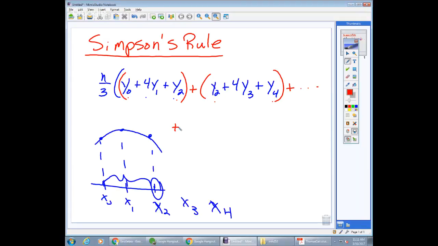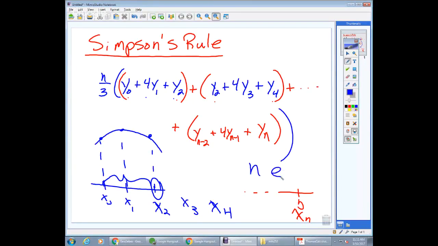In the end, the last one down the line, that's usually what we call B on the number line, which is the last x value, the nth, the end of all of your endpoints. So the last one is going to have a y sub n. What's right before y sub n? n minus 1, right? So before that, there'll be a 4 y sub n minus 1. And before n minus 1 would be n minus 2. So you'll have a y sub n minus 2 there. So this is one version of Simpson's rule. And again, n has to be even.